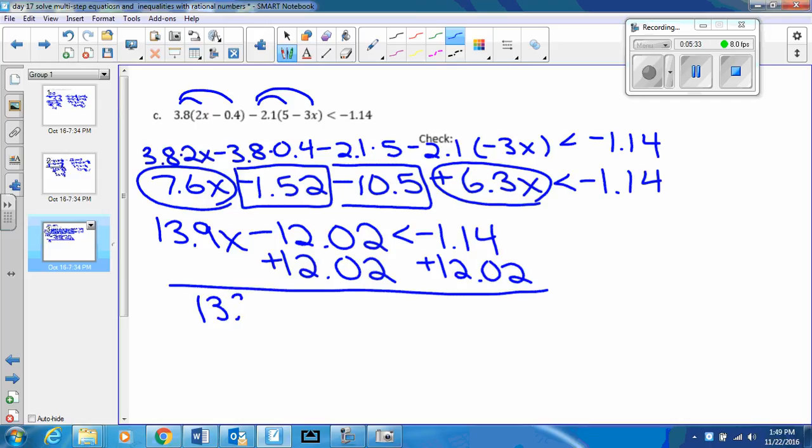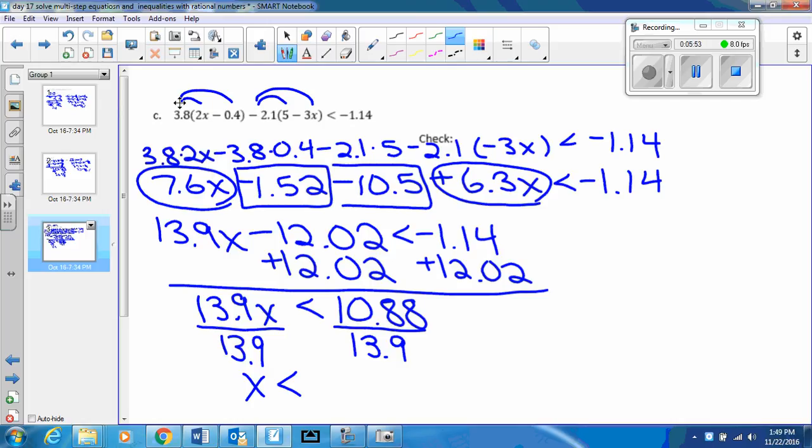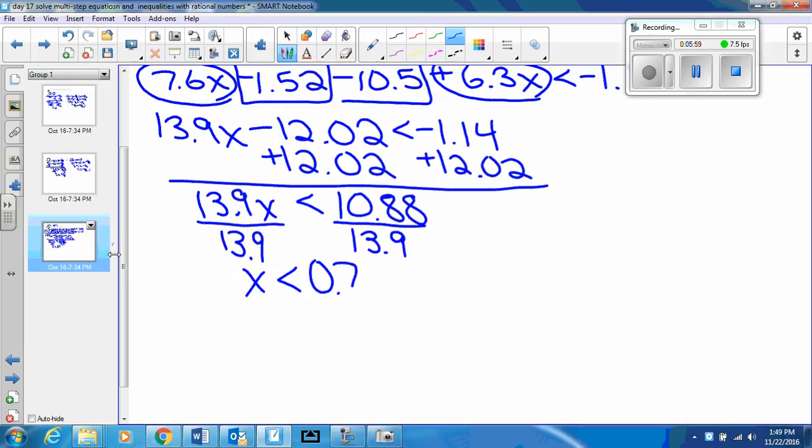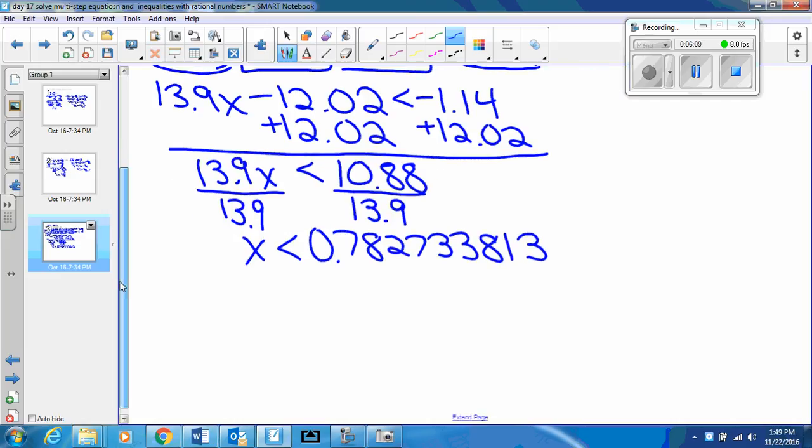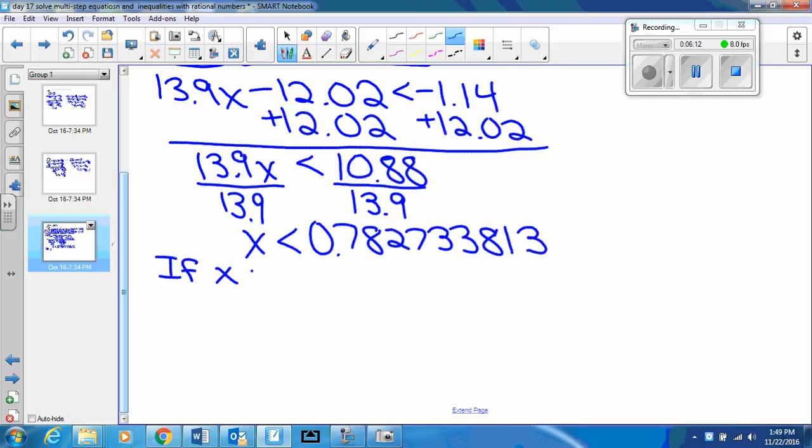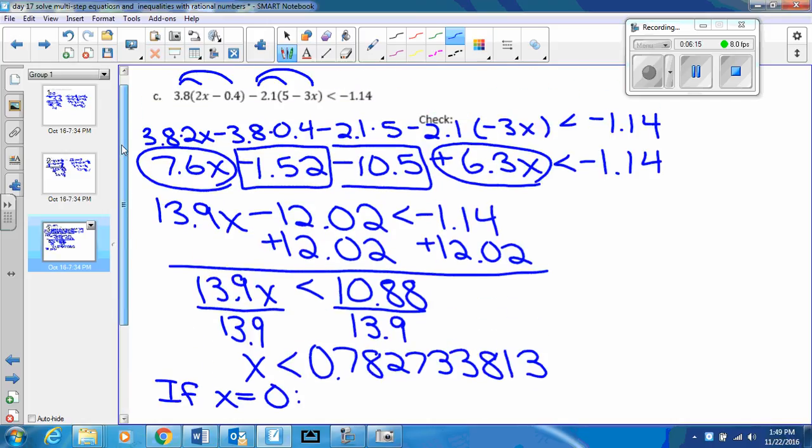I get 13 and 9 tenths x is less than, using my calculator to help me, 10 and 88/100. And I would divide by 13 and 9 tenths. And I get x is less than, ooh, big long decimal here, 0.782733813. So now for my check, I can pick any number below that. So I'm going to use 0. So x equals 0. Go all the way back to my original.